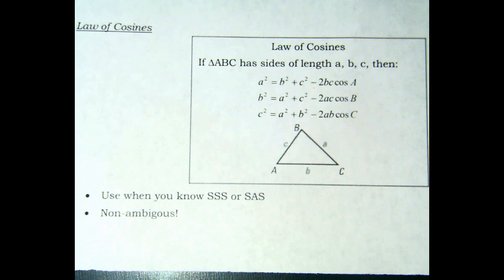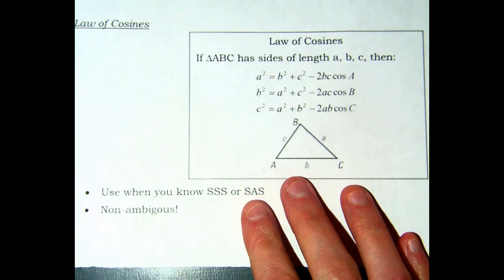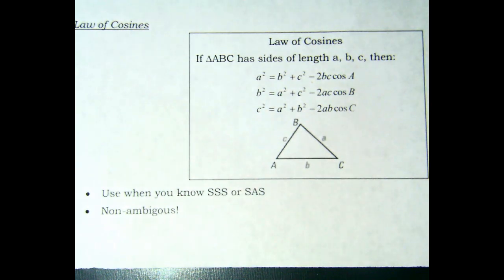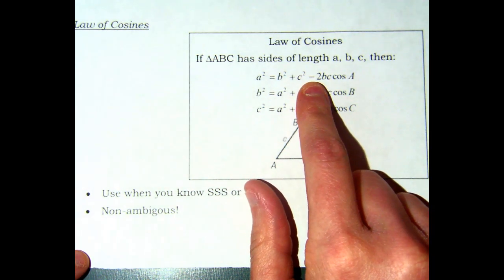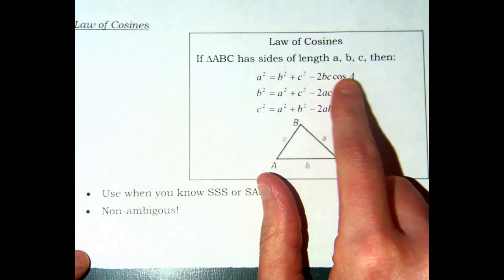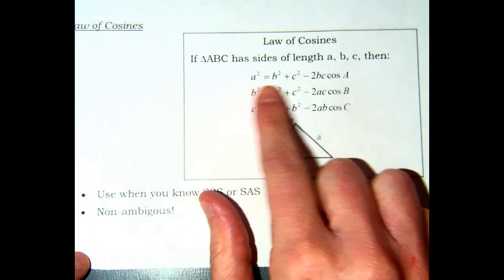A little different to memorize. But, and this is obviously not true, this reminds me of another formula. It looks exactly like the Pythagorean theorem, except they just add on minus 2 times BC cosine of A. We're going to focus on this formula.